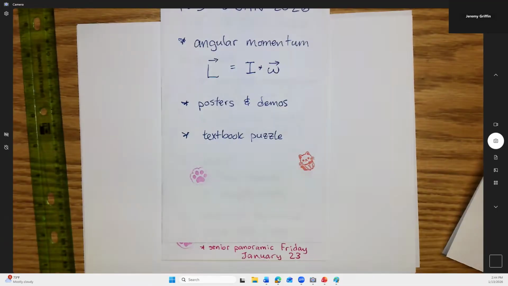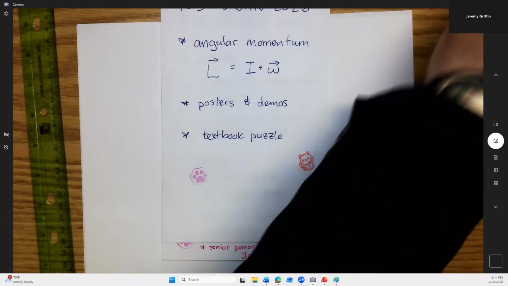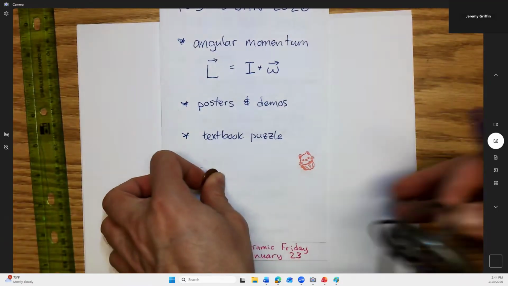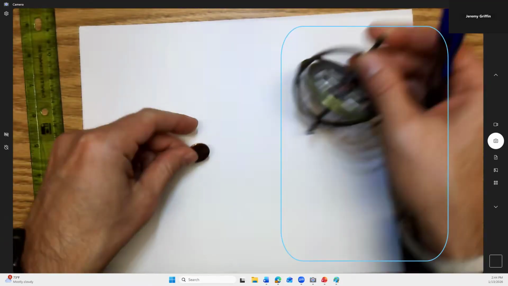So let's look at angular momentum. Actually, a good place to start would be with some demos before I jump into the posters and start pulling out equations with you guys.